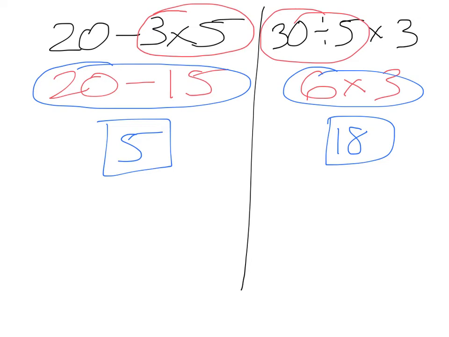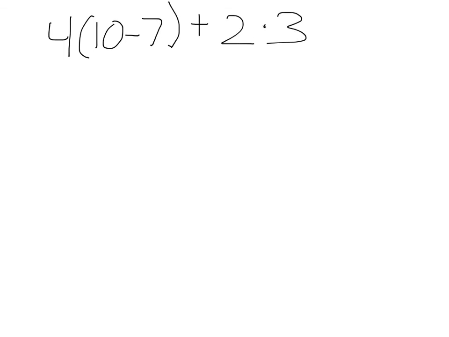I'm going to let you try one. You try this one. Let's see how well you do. 4 times the quantity 10 minus 7, plus 2 times 3. Okay, stop the recording. You try this one and see how well you do.